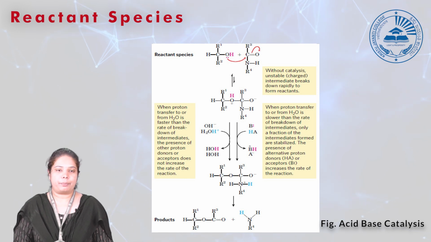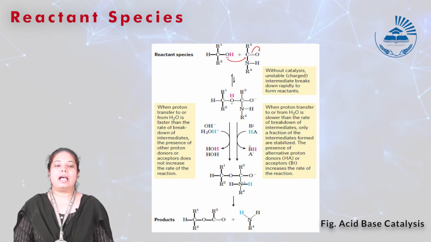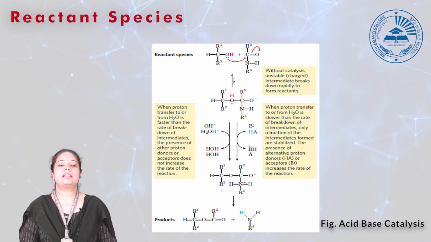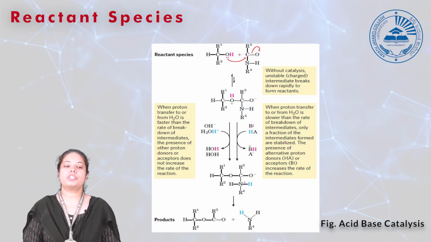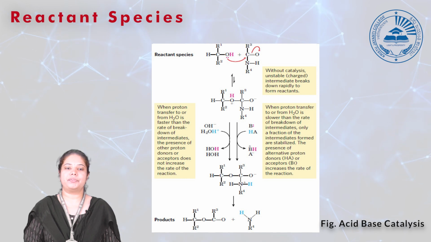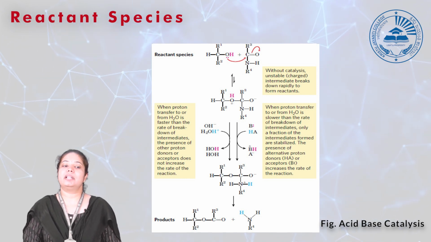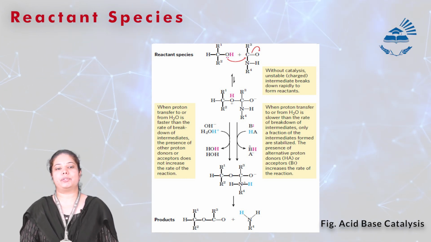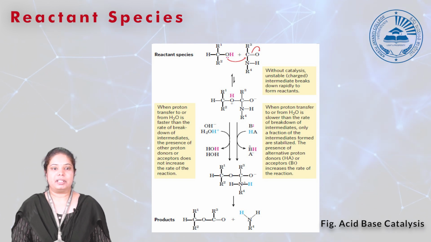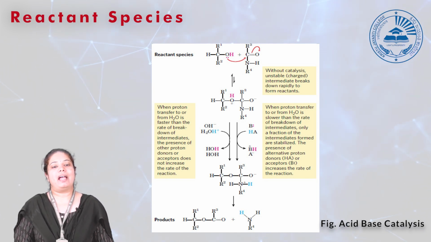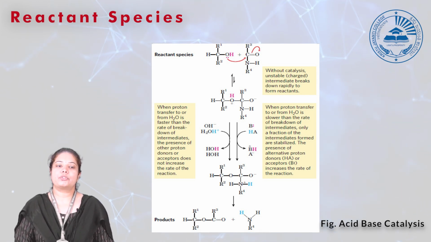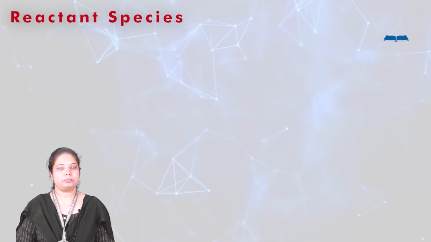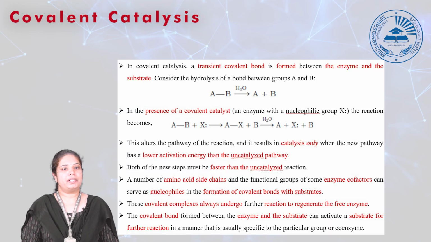Once we abstract the H plus ion, the other intermediate which is formed has a C-O-C bond. Now this intermediate compound can be converted into product very easily. This can happen in the presence of water as well as in the presence of base, but in the presence of water it is a little slower. So if we add a base, especially a weaker base, the catalysis of the reaction will be faster when compared to the presence of water. Next we have covalent catalysis.